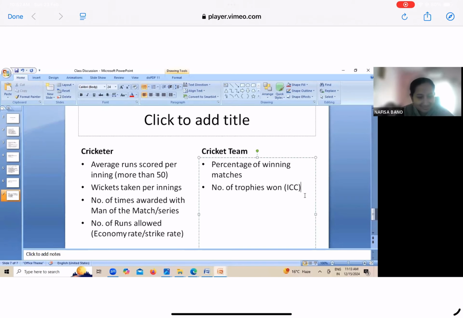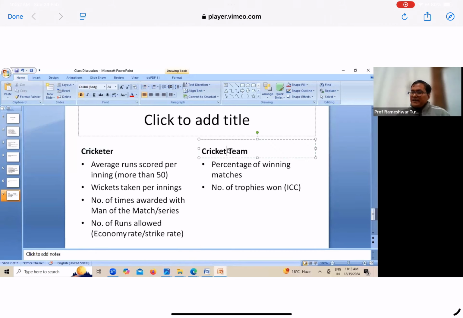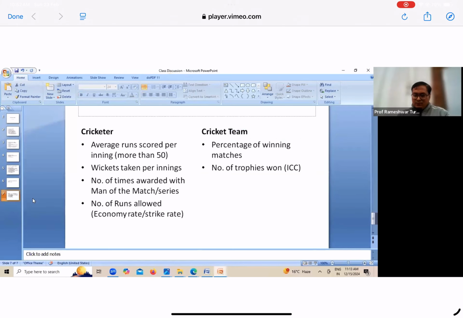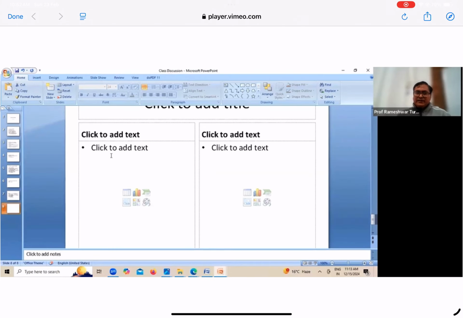But can you see there is a difference in the way we try to evaluate an individual who is part of a cricket team and the way we evaluate the team? It's different, right? This is called, in analytics, unit of analysis. What are we trying to evaluate?